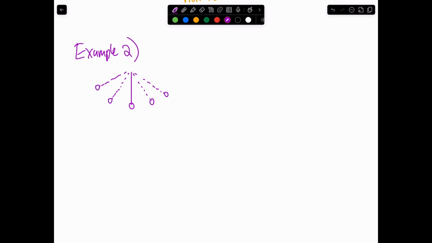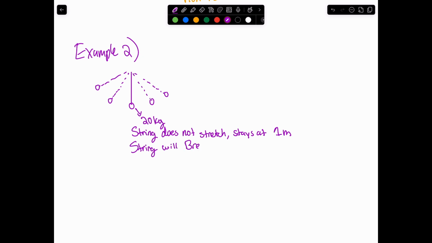Very wonderful drawing by me. Let's say that this ball on the end is 20 kilograms. Let's also say that the string that this pendulum is made out of does not stretch, and it stays at 1 meter long. Let's also say that the string will break if tension force is greater than 100 newtons.